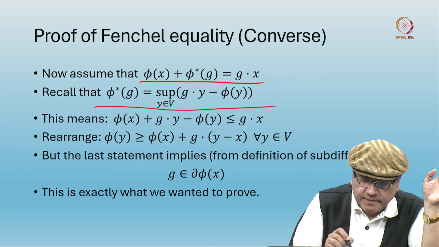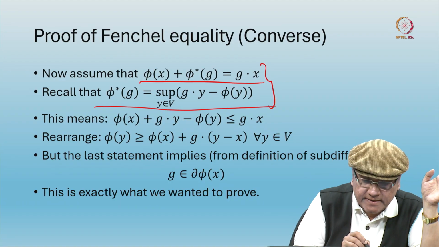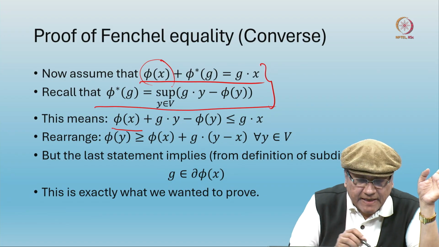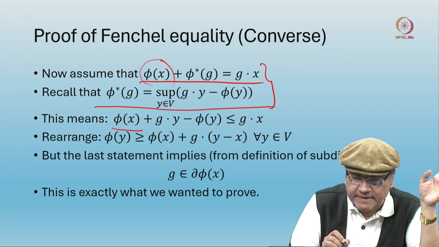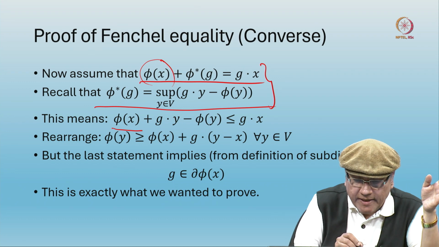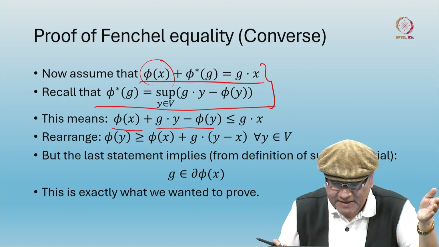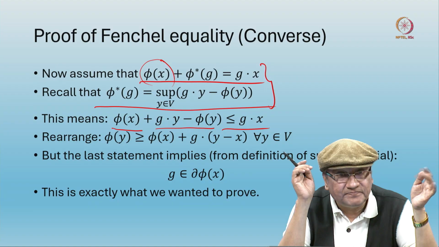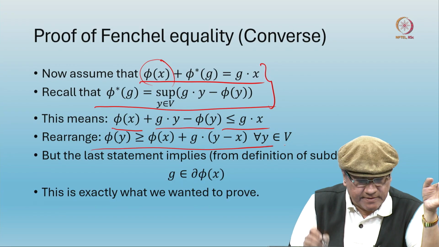Because both of these are true, this together means that phi x from here, plus phi star G, I have put here. Instead of the supremum, I have put Gy minus phi y. So Gy minus phi y, if I put, then it must be less than or equal to the supremum, so this is true. This must be less than or equal to Gx, you understand. Now you rearrange this, you get this.